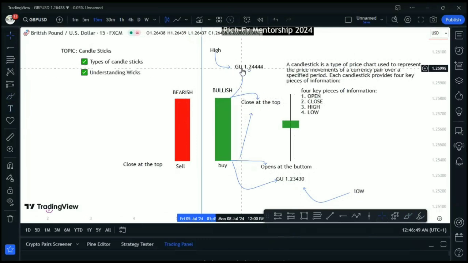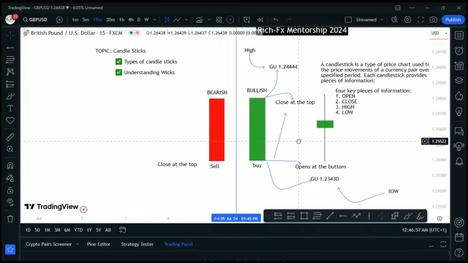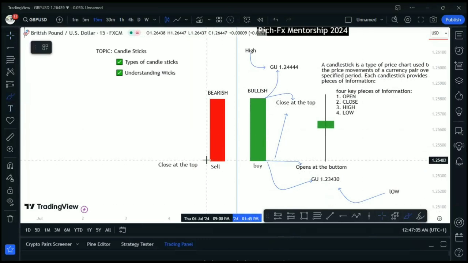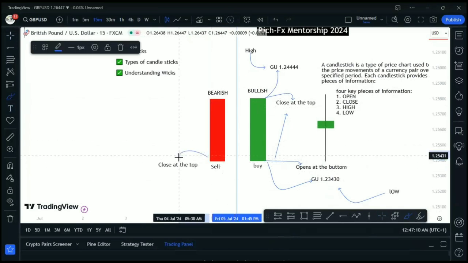The high of the candle is what? 1.244. That is the high. So it differs, okay? Now, when we talk about the bearish, it's just the exact opposite. When we talk about the bearish candle, what it means is that the market closes at the bottom, opens where? At the top. It's that simple.